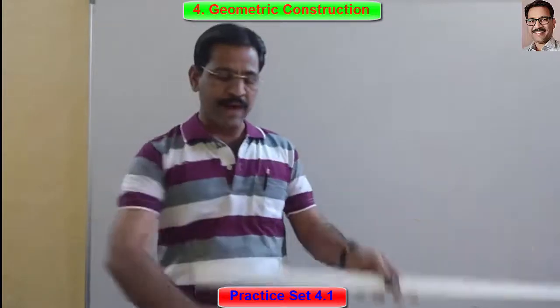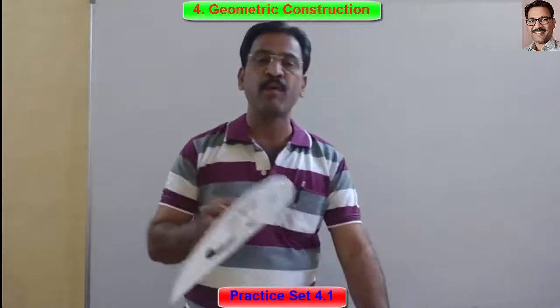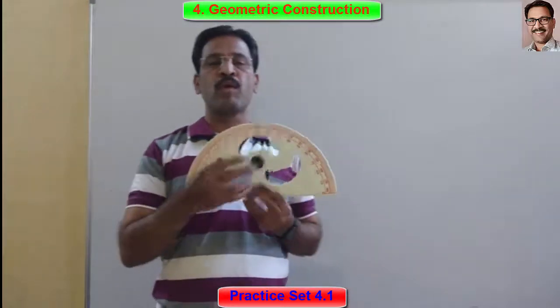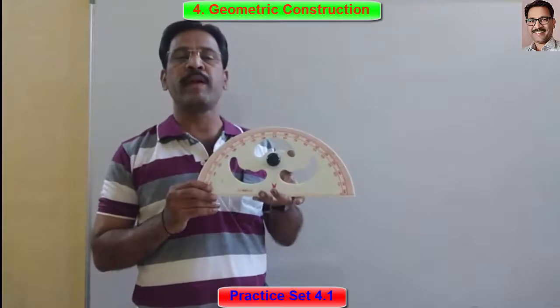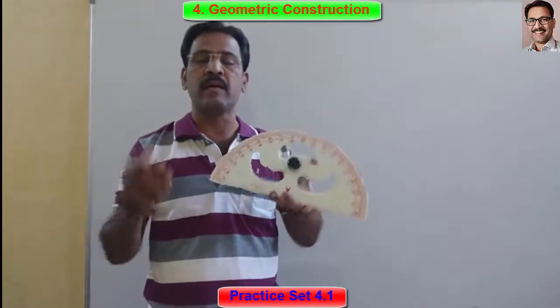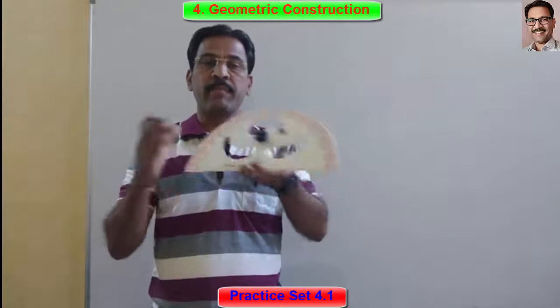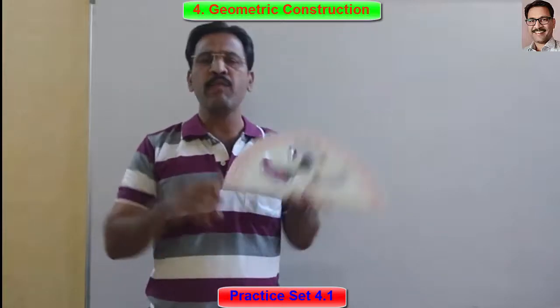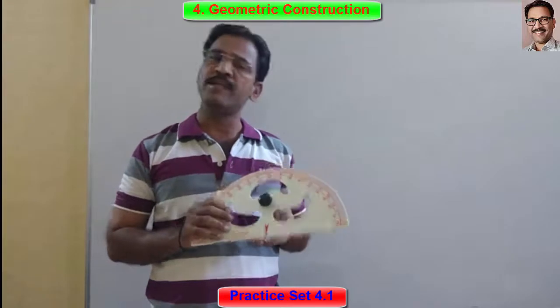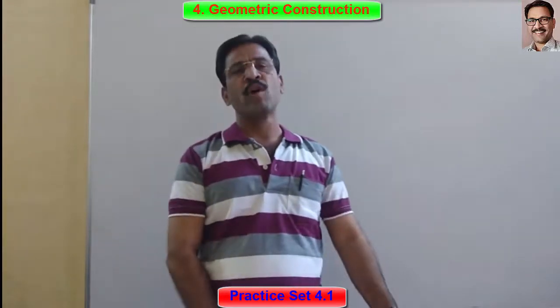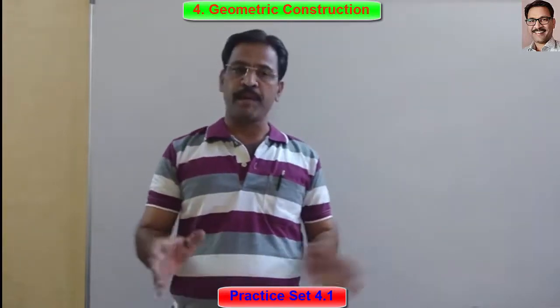After that, a very important instrument in the compass box is the protractor. With this instrument we can measure an angle, and we can also draw an angle by the given measure. So friends, using all these instruments, we are going to start this topic.